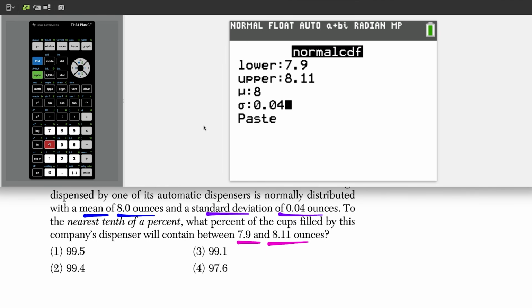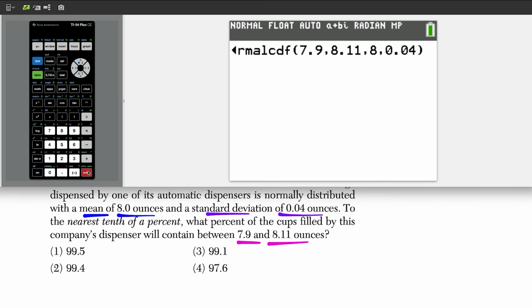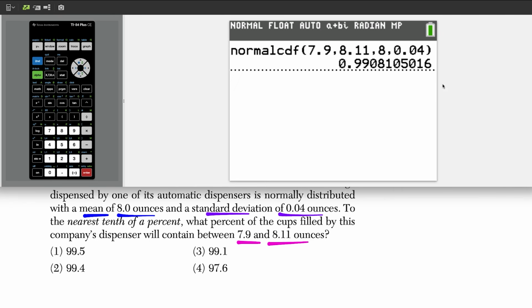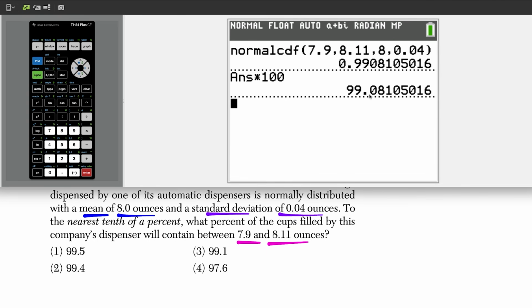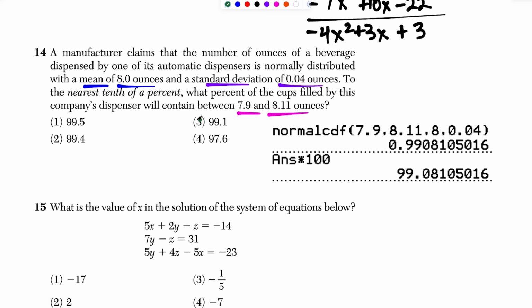And basically we just type all of this into the calculator and it's going to give us the percent in one shot. So we just type all this in, we press enter, and this gives us the decimal value. But if I multiply by 100, this is going to give us the percent, and we're rounding to the nearest tenth. So notice in the tenths place we have a 0, to the right is an 8. So we would round up to 99.1. Choice 3 is our answer.